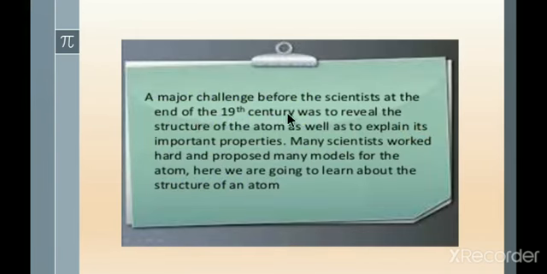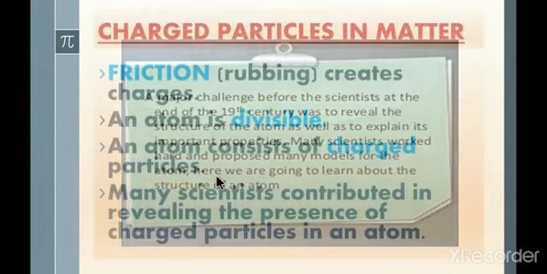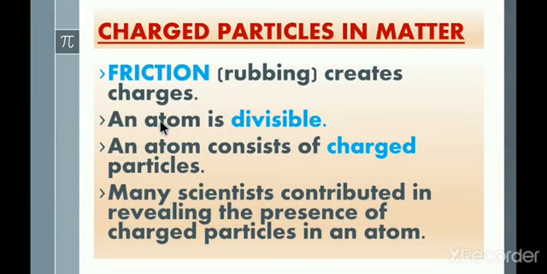A major challenge before the scientists at the end of the 19th century was to reveal the structure of the atom as well as to explain its important properties. Many scientists worked hard and proposed many models for the atom. Students, according to John Dalton, atom is indivisible, means it cannot be divided.